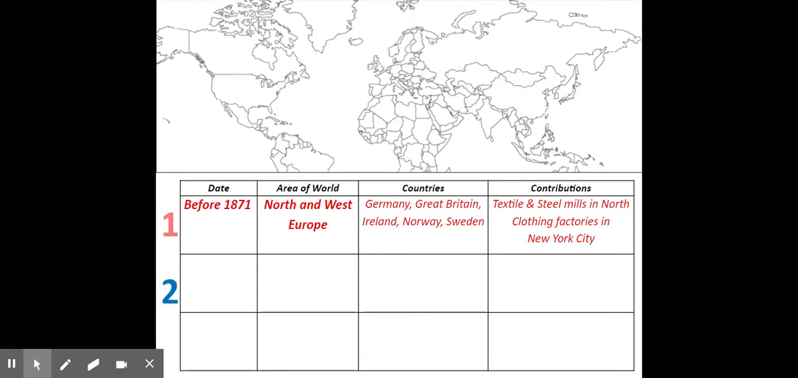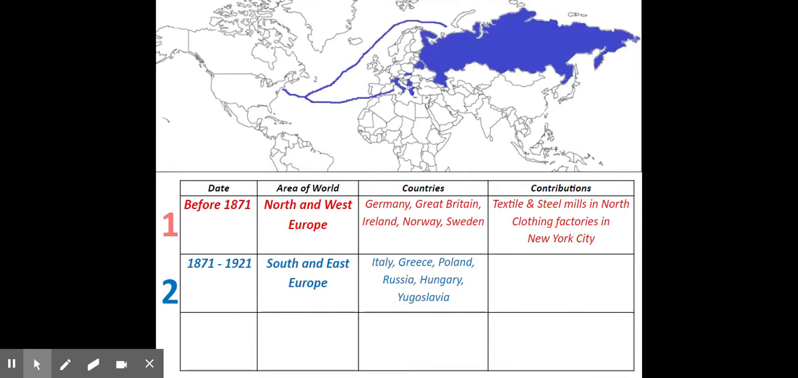Wave 2, 1871 to 1921, is also going to come from Europe, but this time they're going to come from Southern and Eastern Europe. So this area right here, countries like Italy, Greece, Poland, Russia, Hungary, Yugoslavia, those areas like that. So here on our map, we can't forget Russia over here. So here's Eastern and Southern Europe.